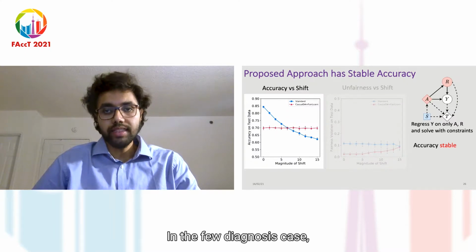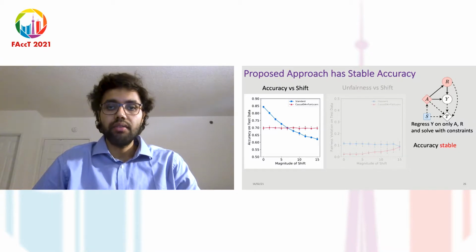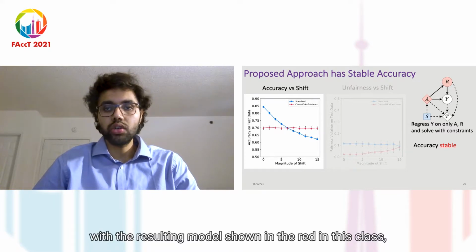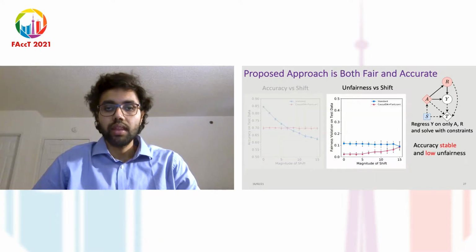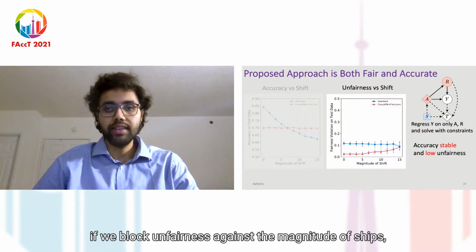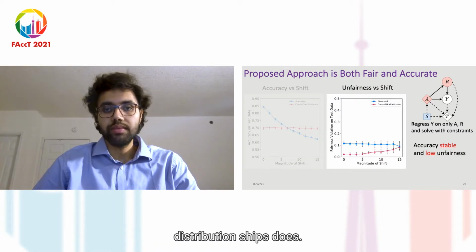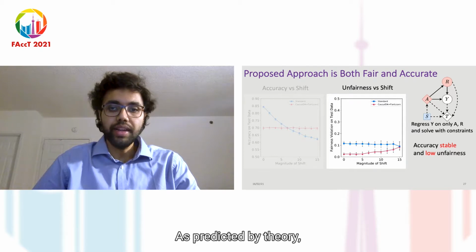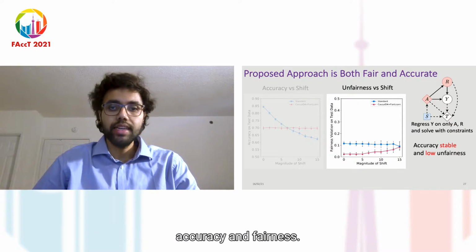In the flu diagnosis case, the problem reduces to using only A and R as features while solving the fair learning problem. Now, with the resulting model shown in red in this graph, we observe that the accuracy does not degrade with shift. Also, if we plot unfairness against the magnitude of shifts, we observe that the fairness violation also remains low as the distribution shifts. Thus, as predicted by theory, the proposed approach satisfies invariance in both accuracy and fairness.